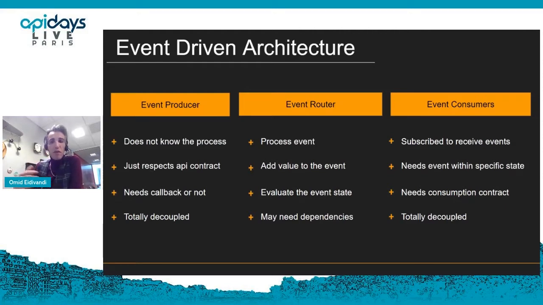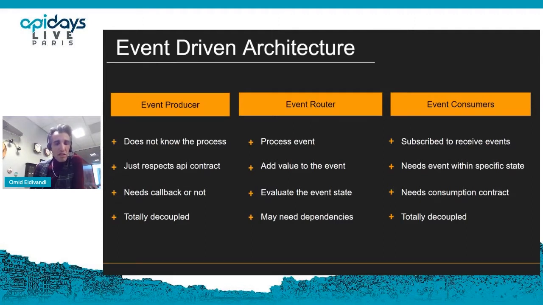In this part, we try to evaluate the event state and attach a business-centric state to the event. And they may need dependencies such as HTTP calls, REST APIs, microservices, or databases. And on the left-hand side, we have the producer. The producer doesn't care about your process. The router is independent.